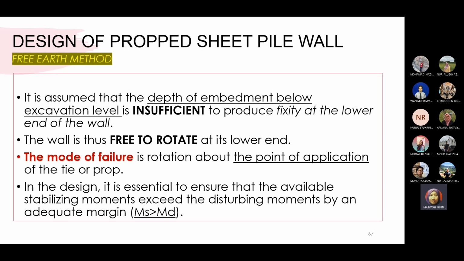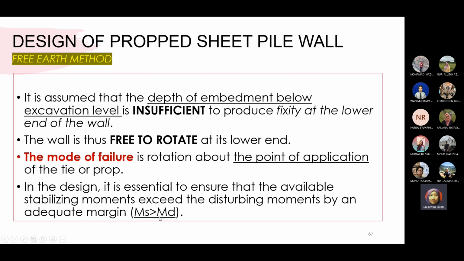Okay, it is assumed that the depth of embedment below excavation level is insufficient to provide fixity at the lower end of the wall. So the wall is thus free to rotate at its lower end. The mode of failure is rotation about the point of application of the tie or prop. So in the design, it is essential to ensure that the available stabilizing moment exceeds the disturbing moments by an adequate margin. So moment S over moment D.